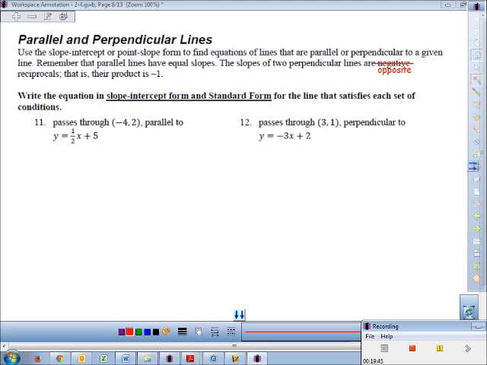Parallel or perpendicular. The goal is we need a slope and we need a point every single time. Maybe that point is the y-intercept and we'd be in business, but we need a point and we need a slope. Passes through this point. Bing! Don't we have a point, correct? What's the P word? Parallel to this line.